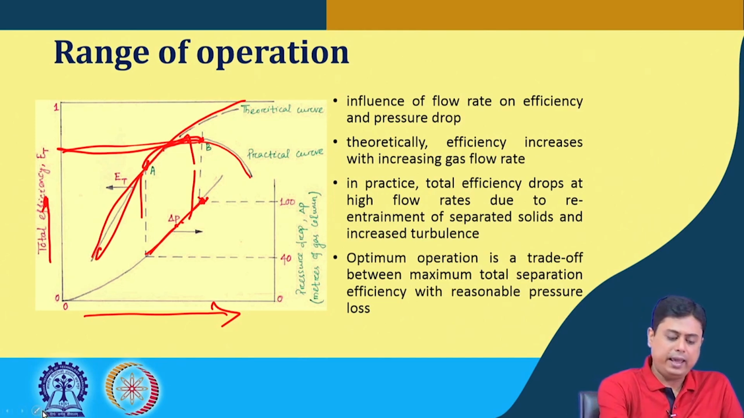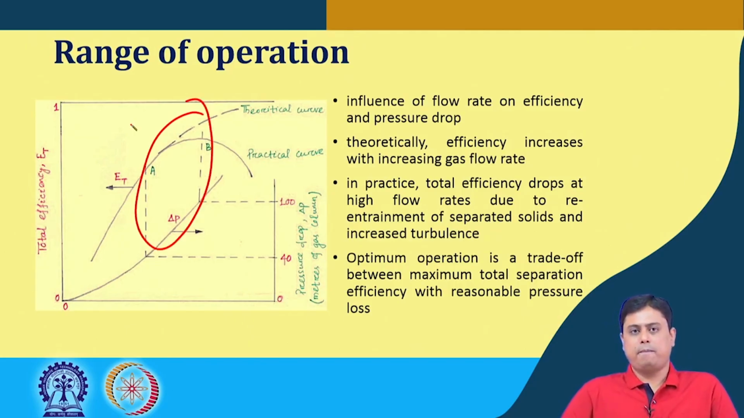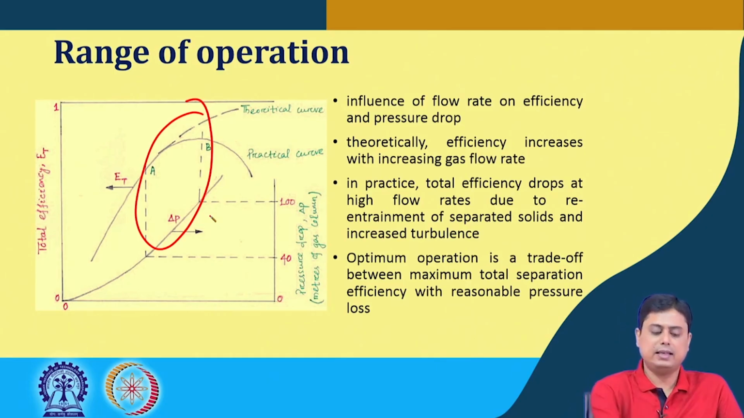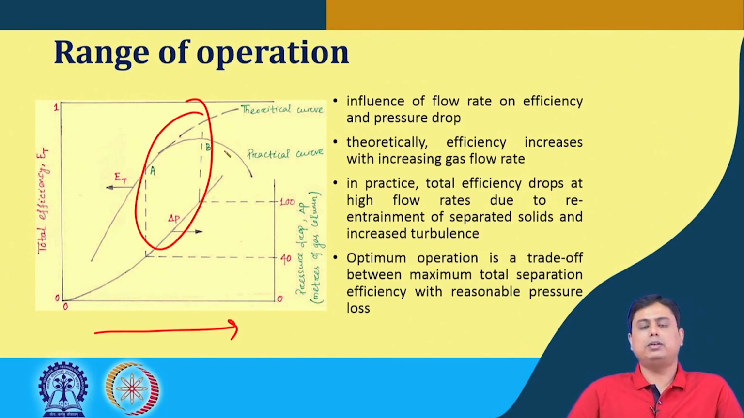So, basically this A to B zone is our operating window in this case. Which means the optimum operation is a trade off between the maximum total separation and the reasonable pressure loss that can be afforded, because pressure loss is related with the mechanical energy that is supplied to the system. This curve also shows the pressure drop with increasing gas flow rate. The pressure drop versus the gas flow rate is also given here, and we can see as we increase the gas flow rate, pressure drop also increases. So, we have to find an optimum scenario, and that would be the range of its operation.